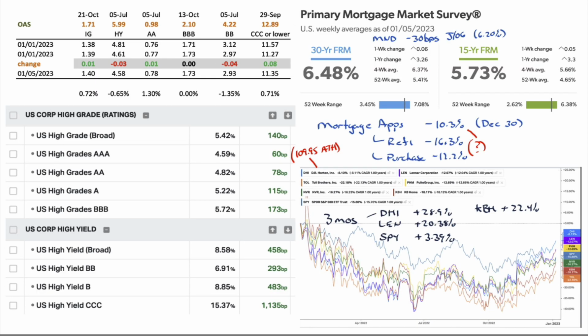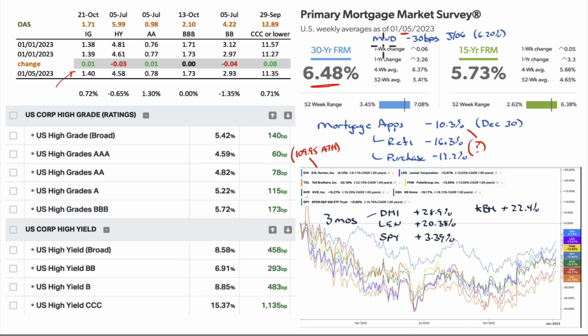Okay, let's look at the credits. OAS, nothing. I mean, if you sat and waited for a basis point movement, paint would dry faster. Nothing going on there at all. In the mortgage market, the 30-year is 6.48, but this is as of the 5th. It doesn't reflect the 6th.